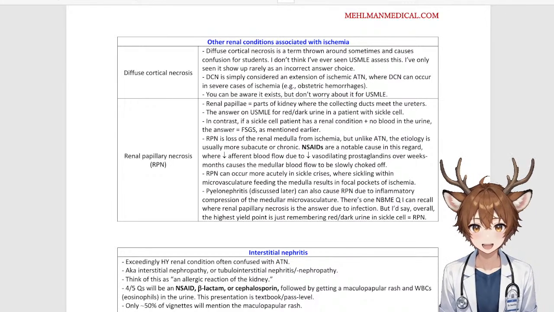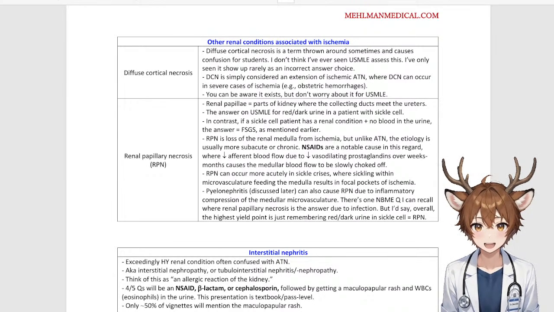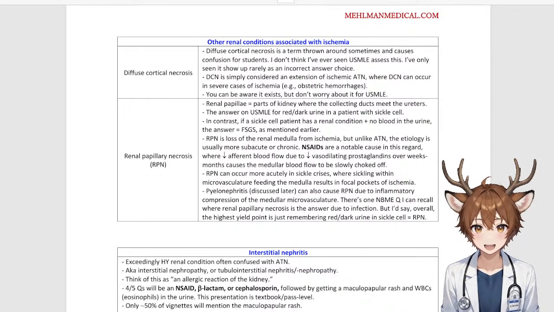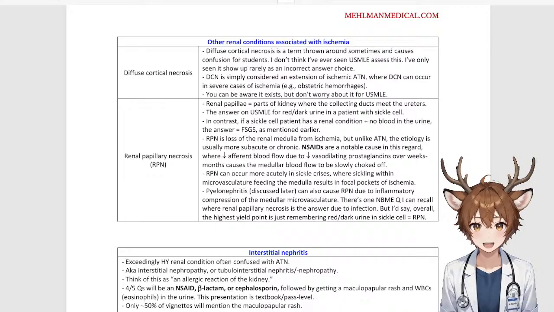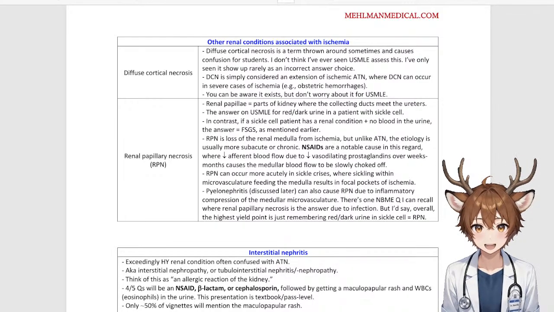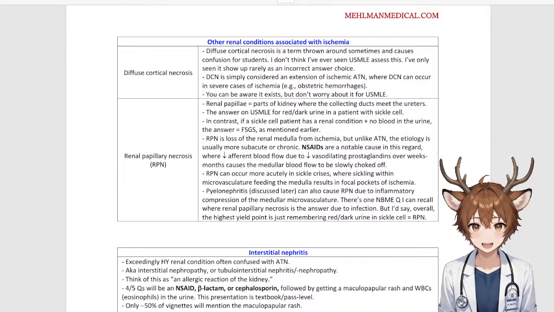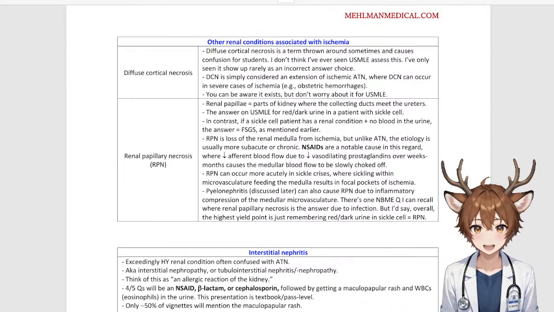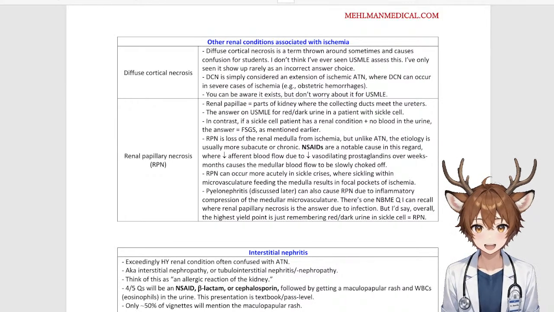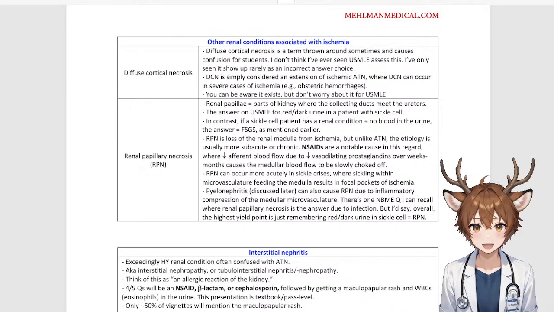Renal papillary necrosis can occur more acutely in sickle crises, where sickling within microvasculature feeding the medulla results in focal pockets of ischemia. Pyelonephritis, discussed later, can also cause renal papillary necrosis due to the inflammatory compression of the medullary microvasculature. There's one NBME question that I recall where renal papillary necrosis is the answer due to infection, but I'd say overall the highest yield point is just remember that red dark urine in sickle cell means you're going to have renal papillary necrosis.